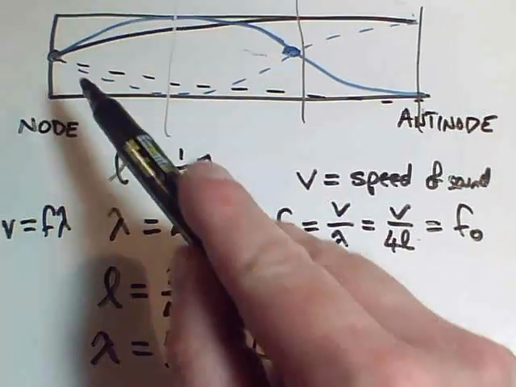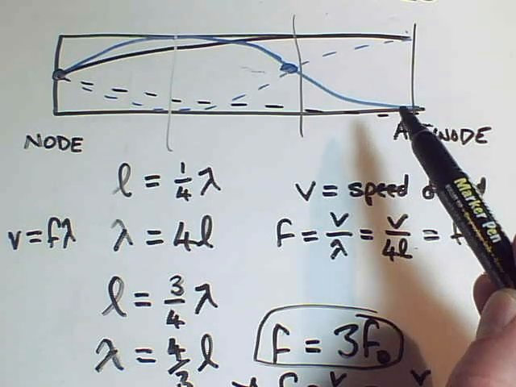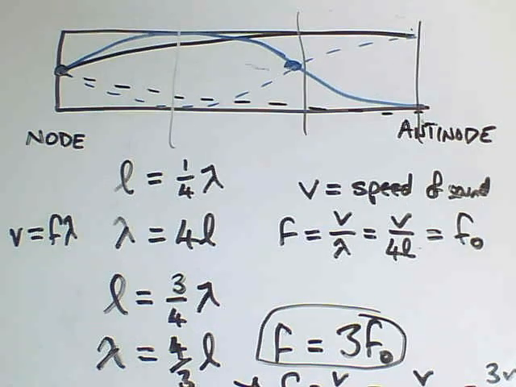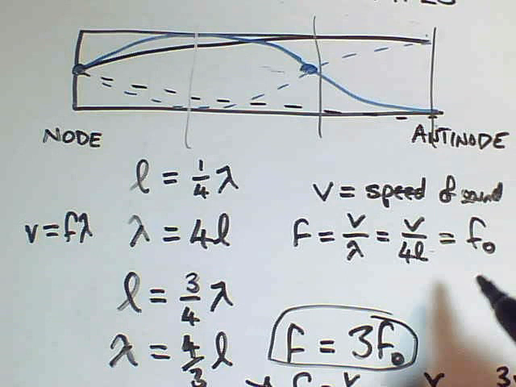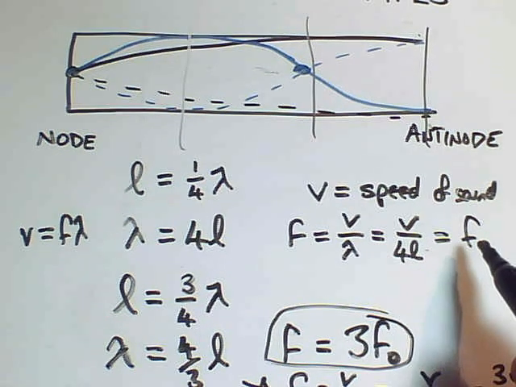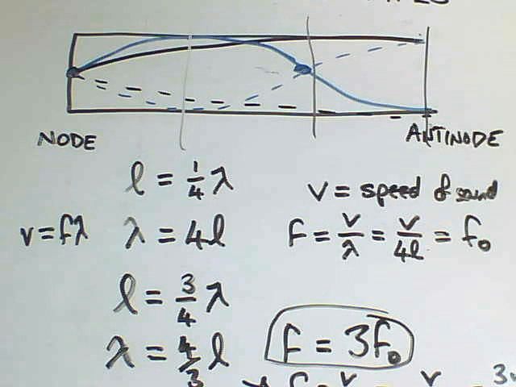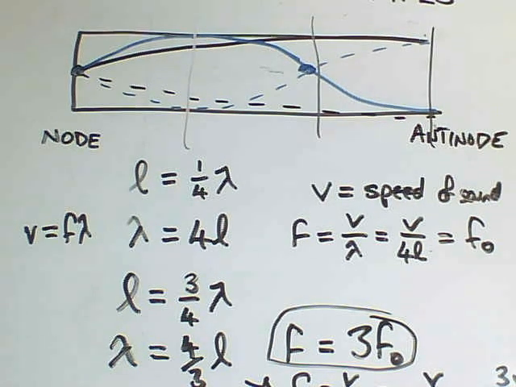When we're fitting 3 quarter wavelengths into the tube, we've got only a third of the wavelength and therefore 3 times the frequency. So there isn't a harmonic with a 2f0. The next harmonic after the fundamental frequency in a closed-ended pipe is 3 times the frequency. And the next one after that, well, let's just draw one more.